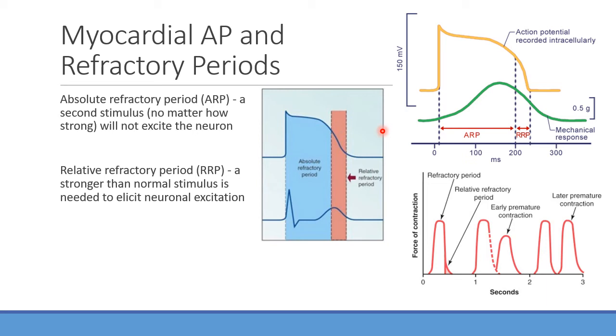Conversely, if you're talking about the relative refractory period, what does that mean? If you have a stronger than normal stimulus, that could potentially come along and trigger off an action potential. This is really only occurring during the repolarization phase, towards the tail end of that, where a strong enough signal could maybe trigger off another action potential.